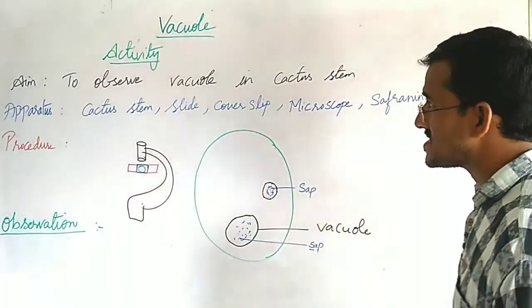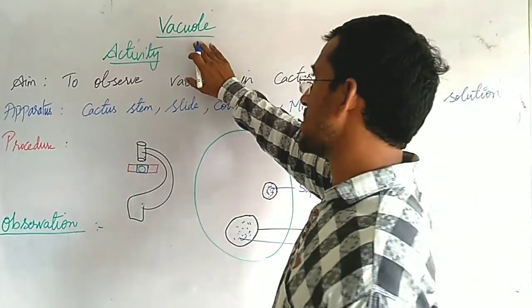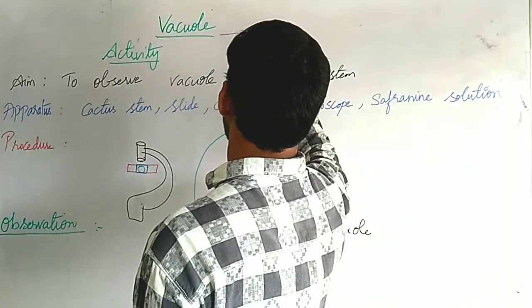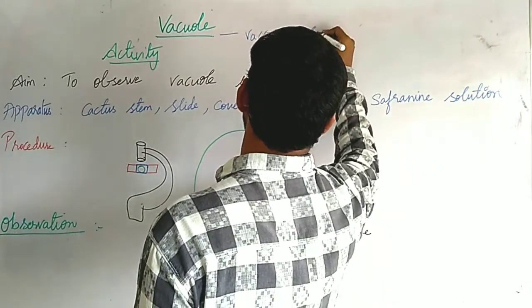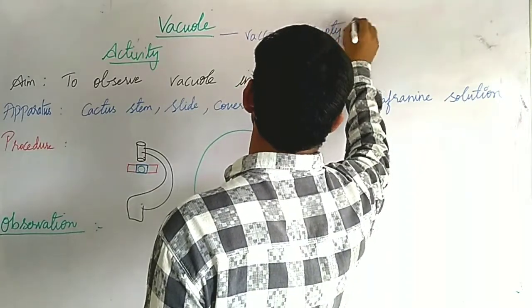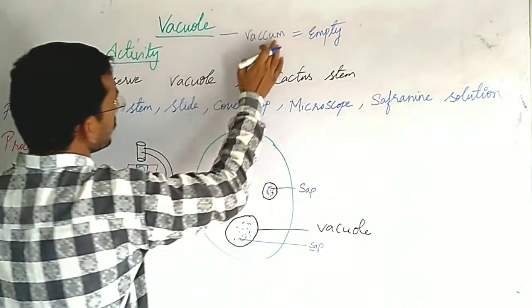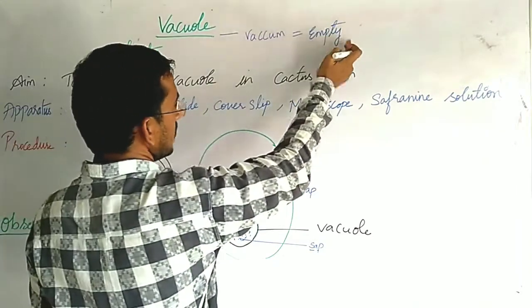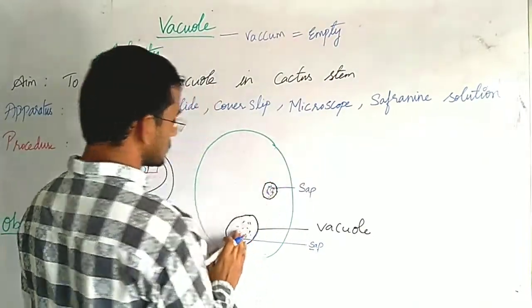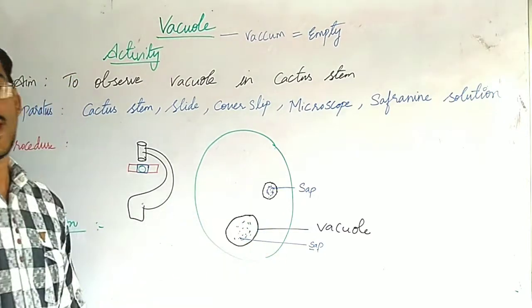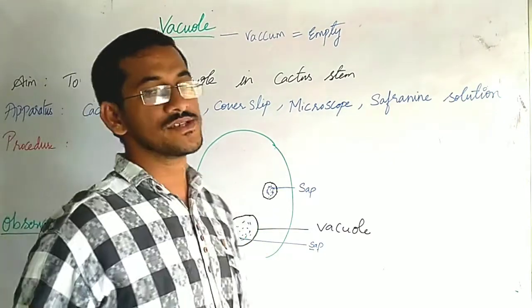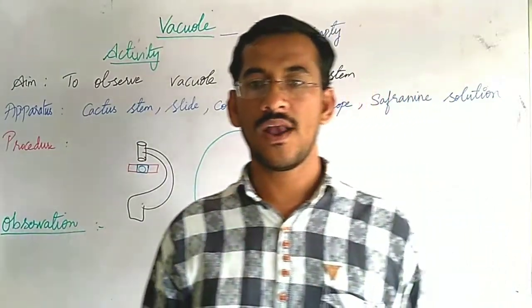So what is the meaning of this? Vacuum is nothing but empty. Vacuole is derived from the word vacuum. Vacuum means empty. So here empty spaces are seen in the cell, and they are surrounded with a membrane, and inside this space is filled with a liquid called sap.